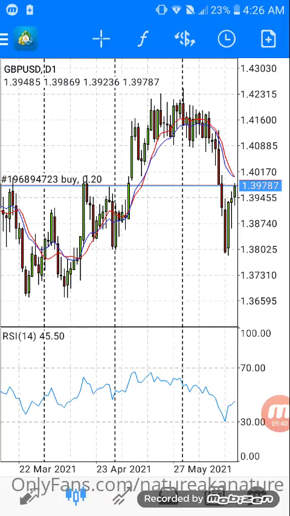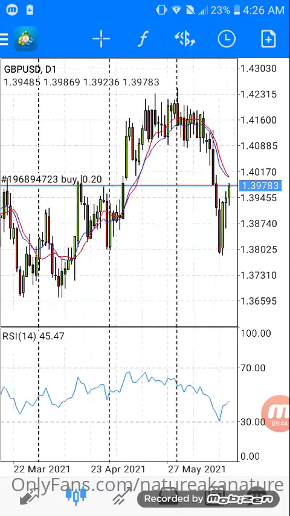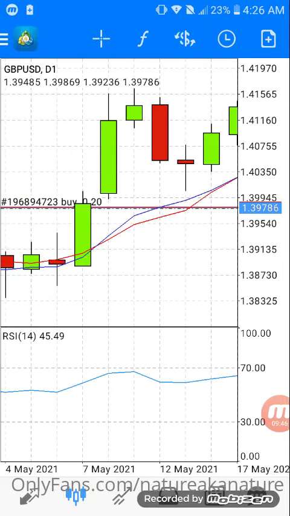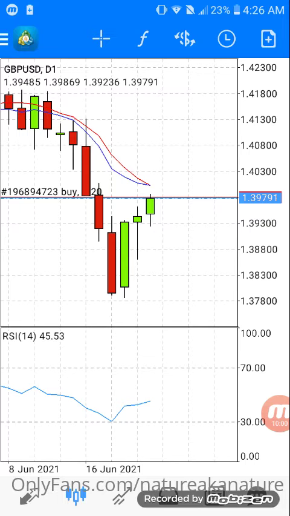Right here, as it did in the past, right here. This is right where we are right now. In the past, though, this was about like May 7th, 2021. The x-axis is where you can see your dates, and the y-axis is where you can see your numbers. In the past, around May 7th, it did the same thing it's doing right now in June 21.